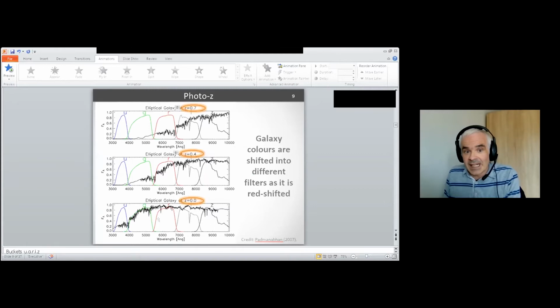So for example, here if you've got a galaxy at redshift 0, so right beside us, but as it's shifted back, you can see that the various features of the spectrum are getting shifted back into the different bands. So really that's more or less a poor man's spectroscopy there.